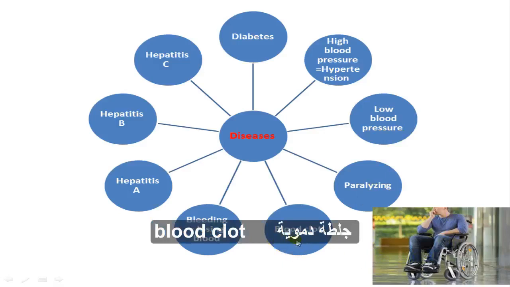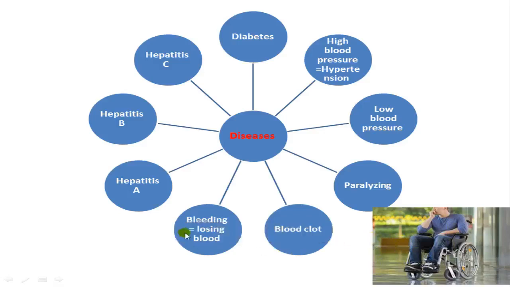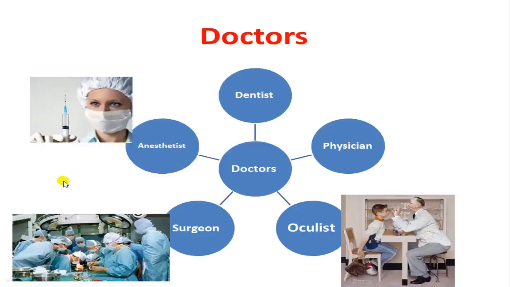Blood clot. A blood clot leads to paralyzing. Bleeding. Losing blood. Hepatitis B, hepatitis C. Virus A, B, and C. This is for liver. These are some diseases. God forbid.